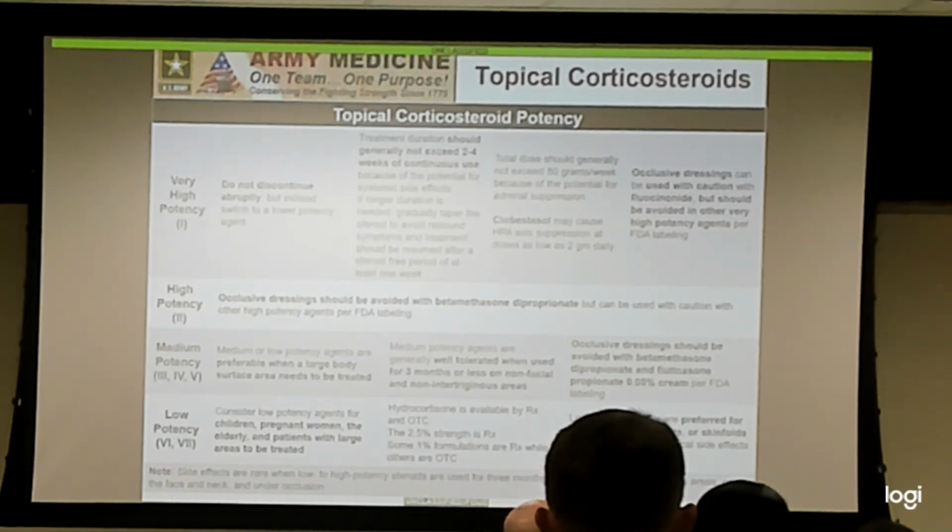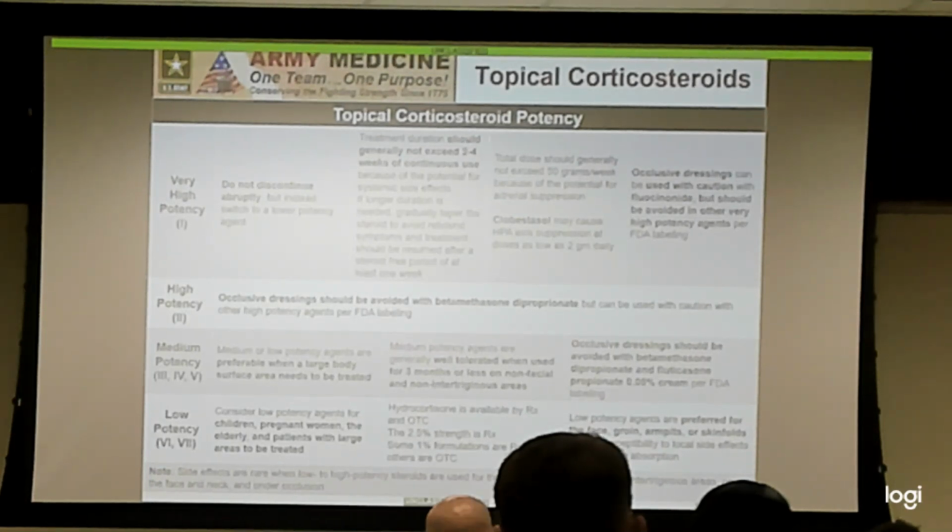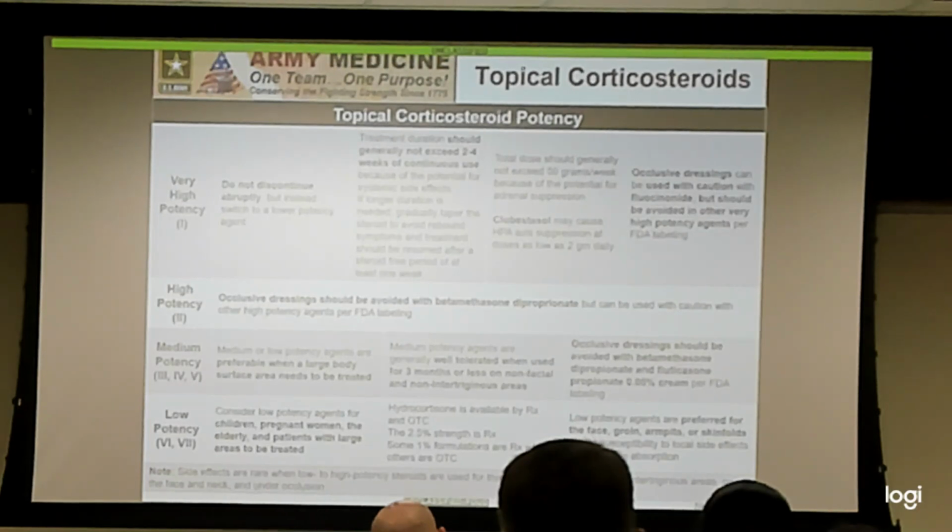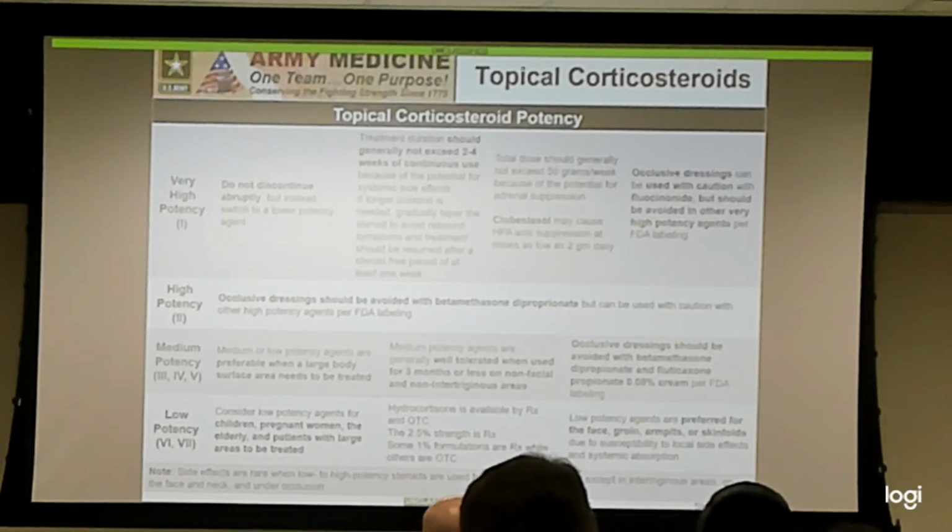The reason why we're not trying to have them occlude is because it's going to increase how much their skin is absorbing it. Okay, you put like another reservoir on top of our skin reservoir, so now they're getting more than what they need, and it's probably going to be a little bit warmer, so the skin is going to also absorb more because of that too. So in your very high and your high potency, you're avoiding it altogether, and there's caution to tell them not to do it. So what I always say is just if you see high or very high, just don't occlude those.